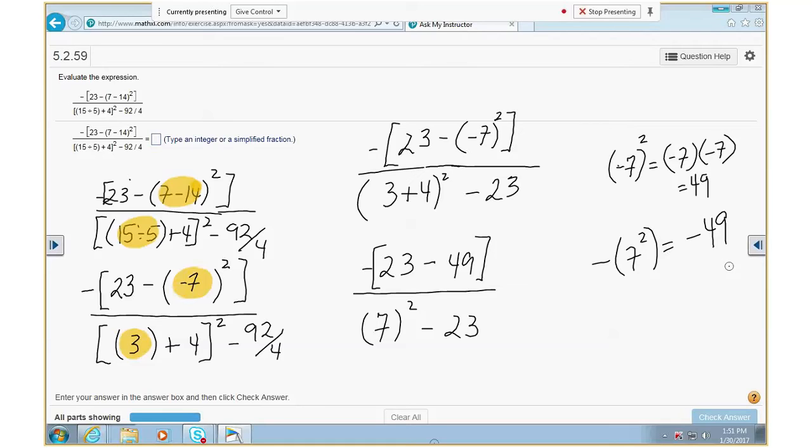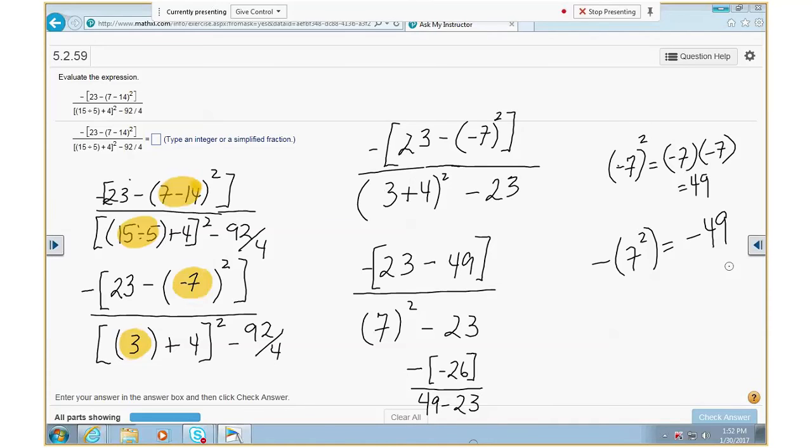26. You're subtracting 23, basically. Yeah, just subtract 49 minus 23 and take the negative. That's right, 26. And that'd be a negative 26, but what's out front? Negative. So that's going to be negative 26 over 49 minus 23.